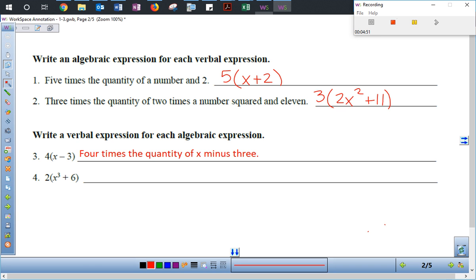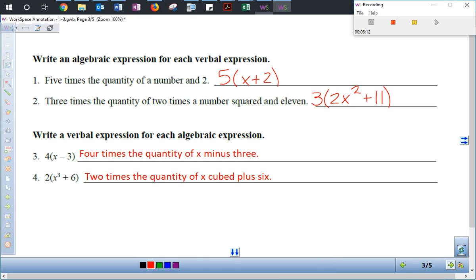Now on number 4, we can start with 2, and we have parentheses, so that represents times the quantity of. And inside the parentheses, I see x cubed plus 6. Or we could say x to the third plus 6. Or the sum of x cubed and 6. So I just wrote 2 times the quantity of x cubed plus 6. The most important phrase is times the quantity of. If you need to, go ahead and pause the video and write those down before we move on.